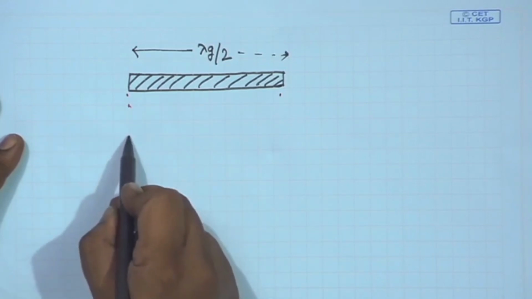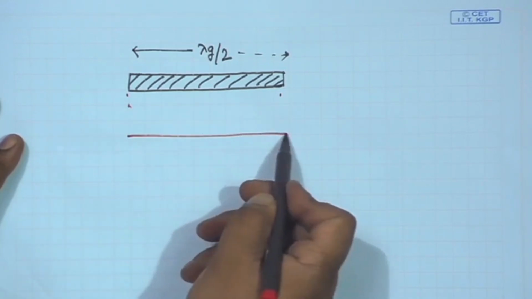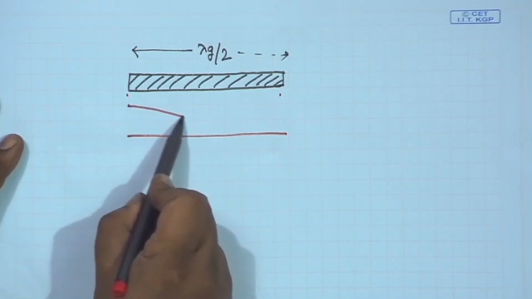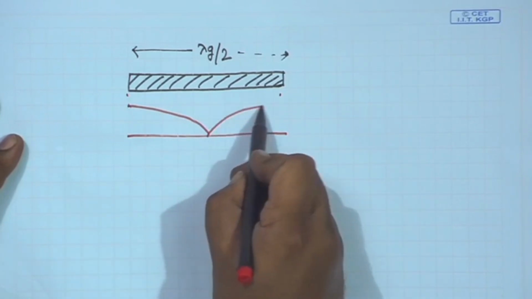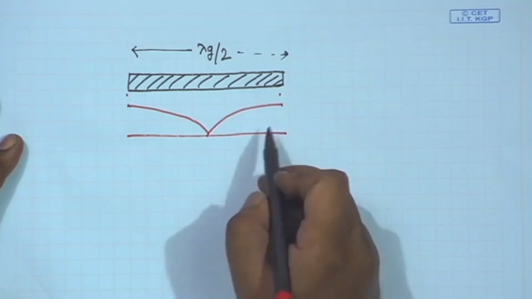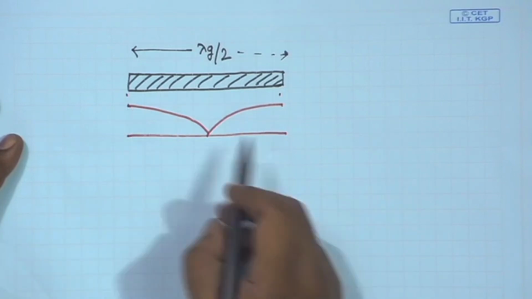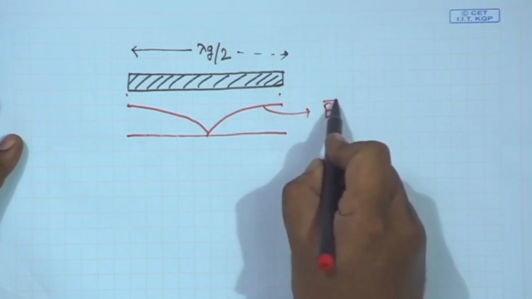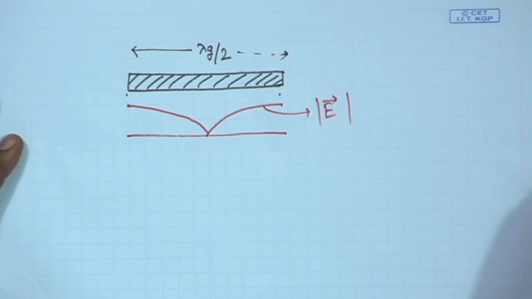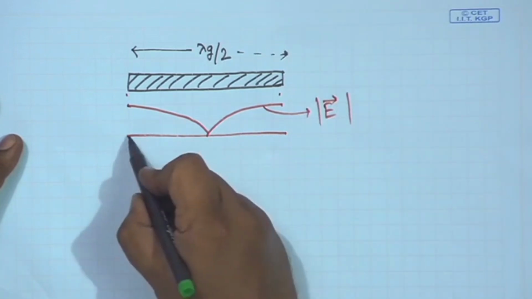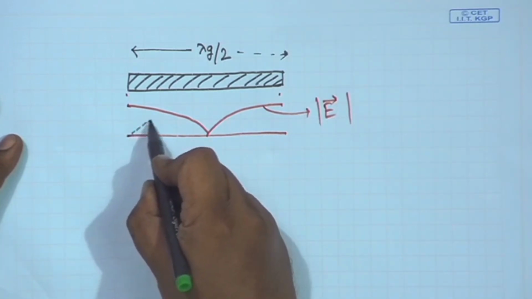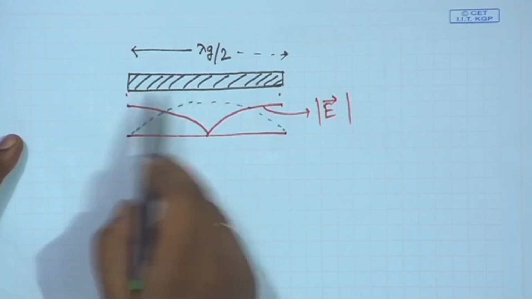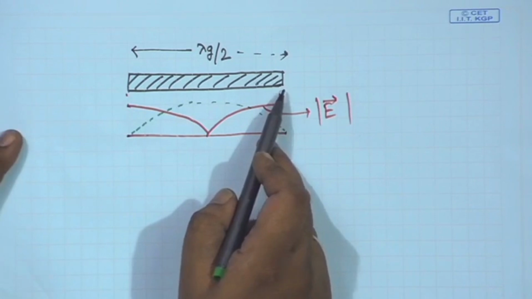So, at resonance frequency, if I plot the electric field along the line, then we will have maximum at the leftmost and rightmost edges. This is the plot of electric field, and if I plot the current distribution, it will have just the opposite variation. It will have maxima on the central line and 0 at the ends since the ends are open circuited.